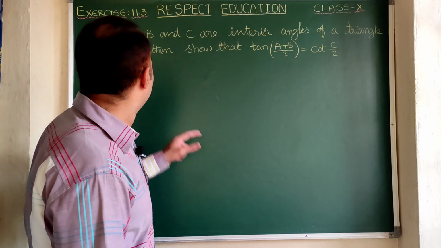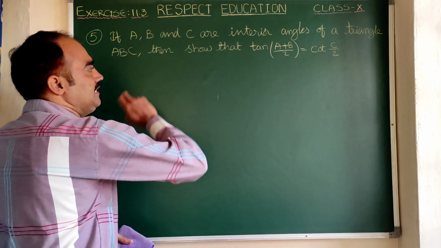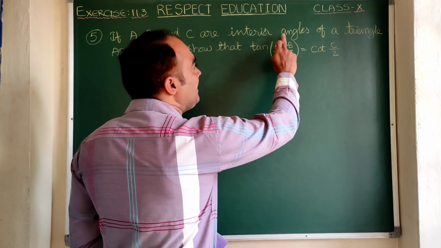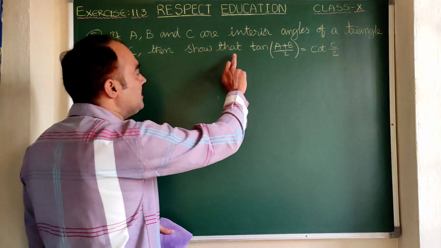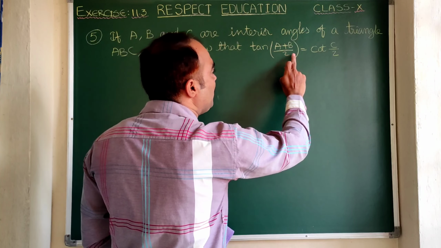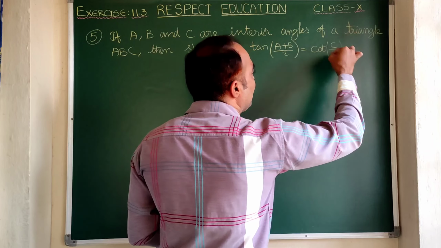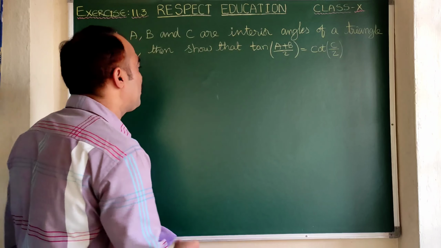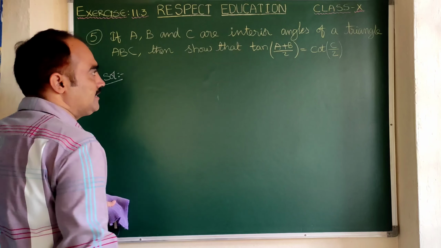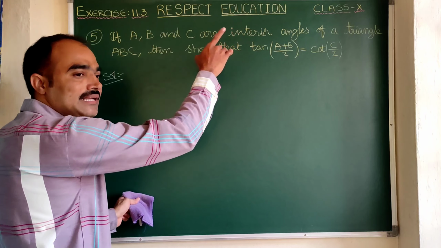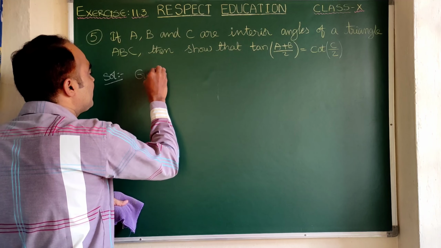Now we see problem number 5. If A, B and C are interior angles of a triangle ABC, then show that tan of A plus B by 2 is equal to cot C by 2. Now here let us start solving this problem. Here you see the given clue is that A, B and C are the interior angles of a triangle. So let us start with that.